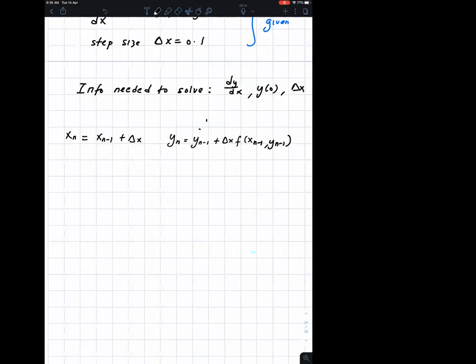Also note that dy dx is x plus 2y, and it is also the same as f of x, y. Although this is a slope, we call this f of x, y because it's going to give you a point on the line.